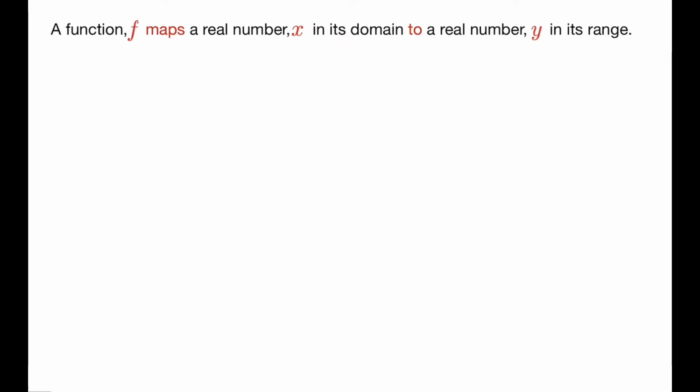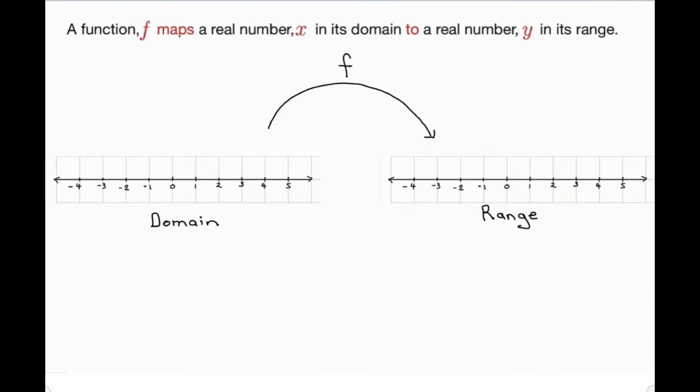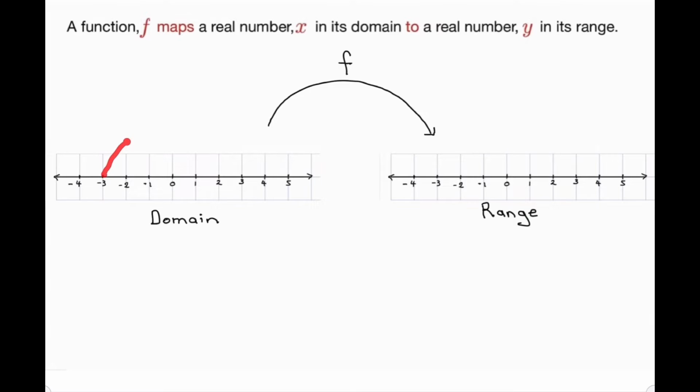A function can be thought of as taking numbers in its domain and mapping them to numbers in its range. For example, consider the actions of this function. It takes -3 and maps it to -2. It takes 0 and maps it to 1. It takes 3 and maps it to 4. It takes 4.5 and maps it to 5.5.